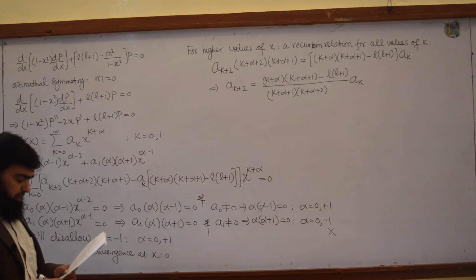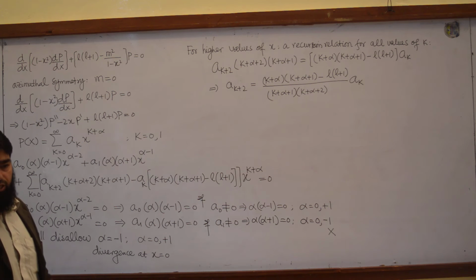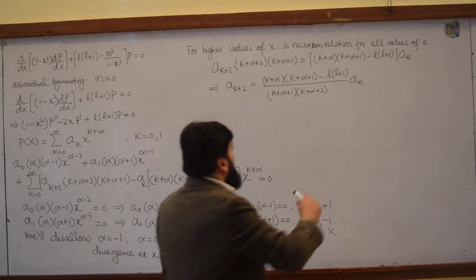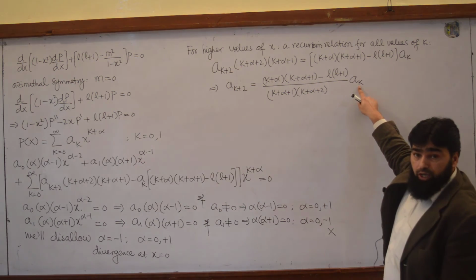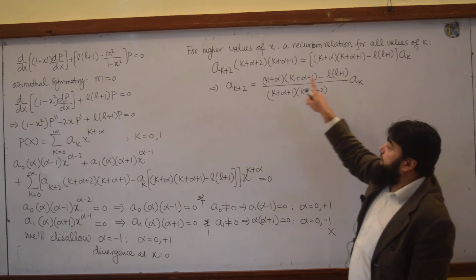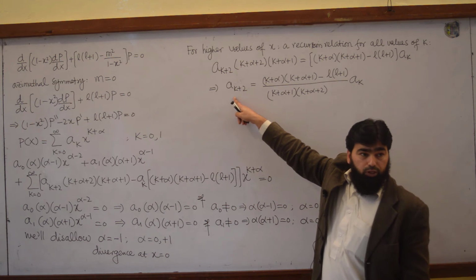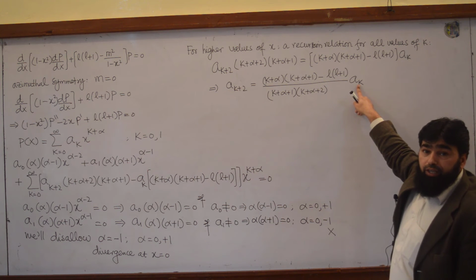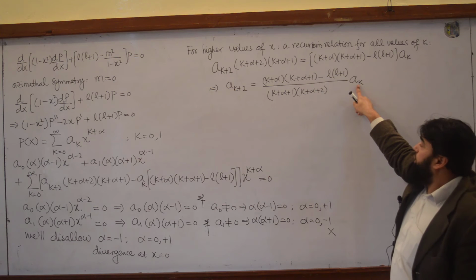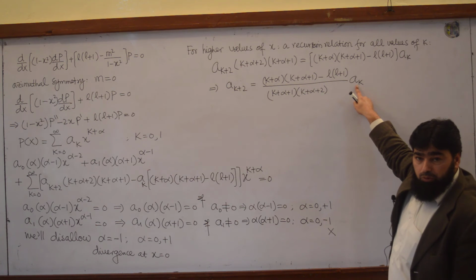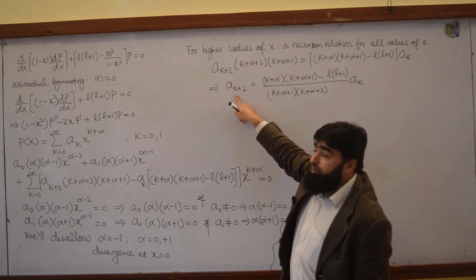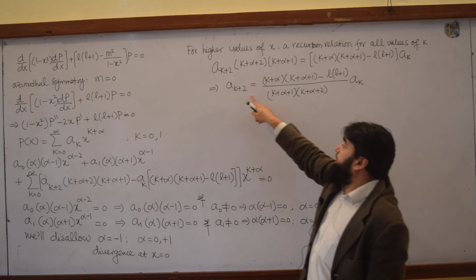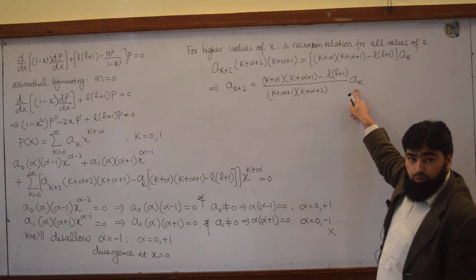And this is called the recursion relation. Why the recursion relation? What is a recursion relation? Because you will give a value here and you will get the next value, right? You give a value here, like for example you write k equal to 0, then it will become a0 and it will become a2. So you got a2 in terms of a0.